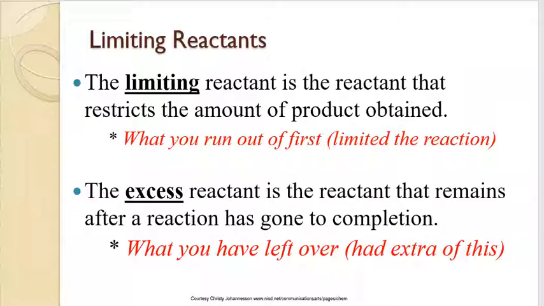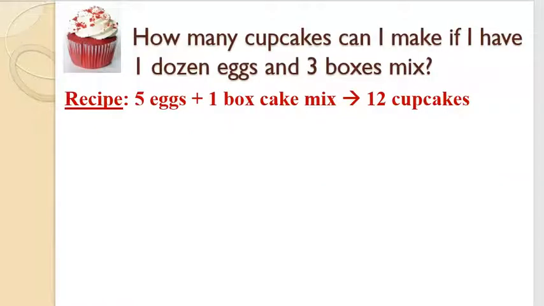So, if we go back to our cupcake example from the beginning of the unit, how many cupcakes can I make if I have 1 dozen eggs and 3 boxes of mix? Remember our recipe, it was 5 eggs plus 1 box of cake mix will give you 12 cupcakes. So let's think about this in terms of limiting reactants and excess reactants.